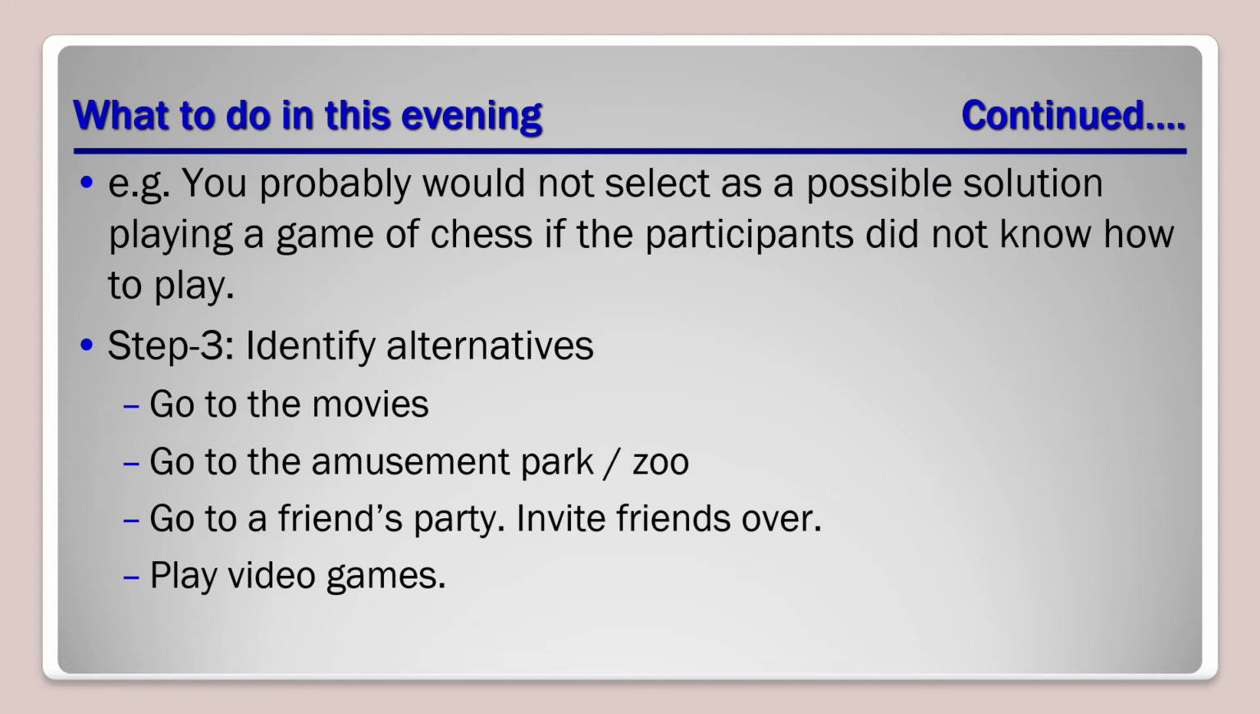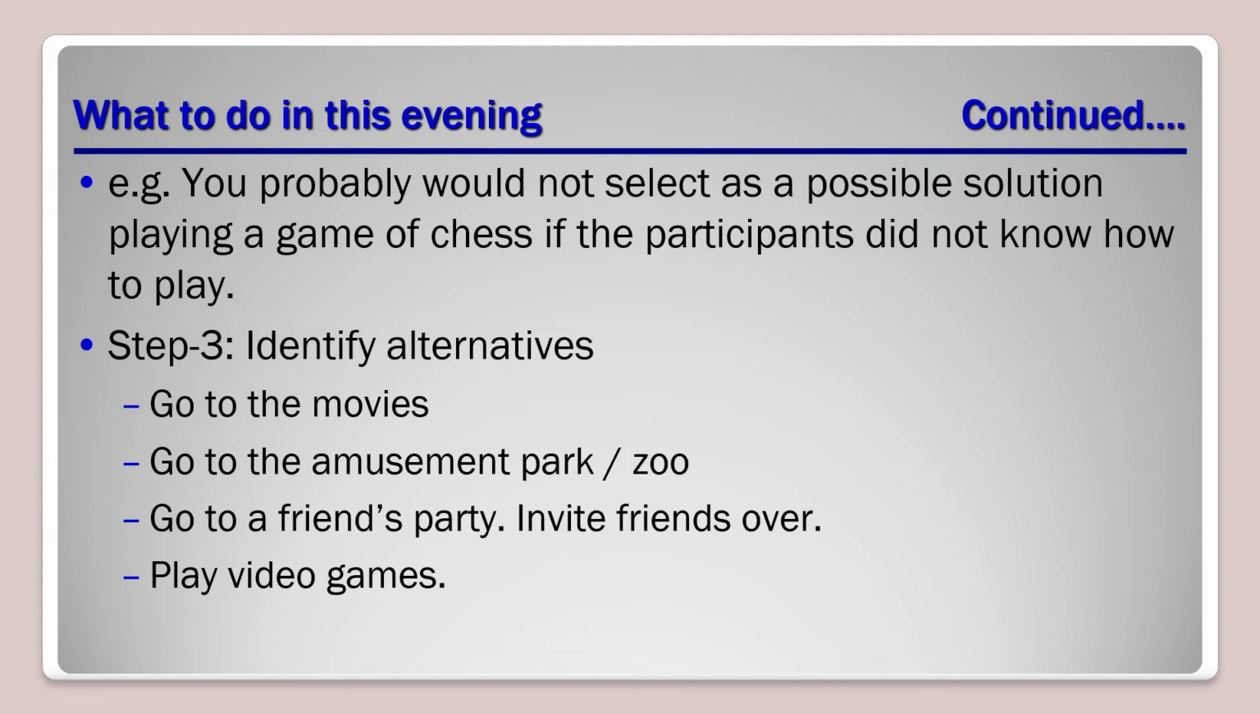Now step 3, identify alternatives. So what are those alternatives? Now you are going to list down the ways you can spend your evening. For example, you can go to watch movies. Then you can go to an amusement park or zoo, or go to a friend's party, invite friends over, or all of you can play video games. So these are the options which you can adopt.